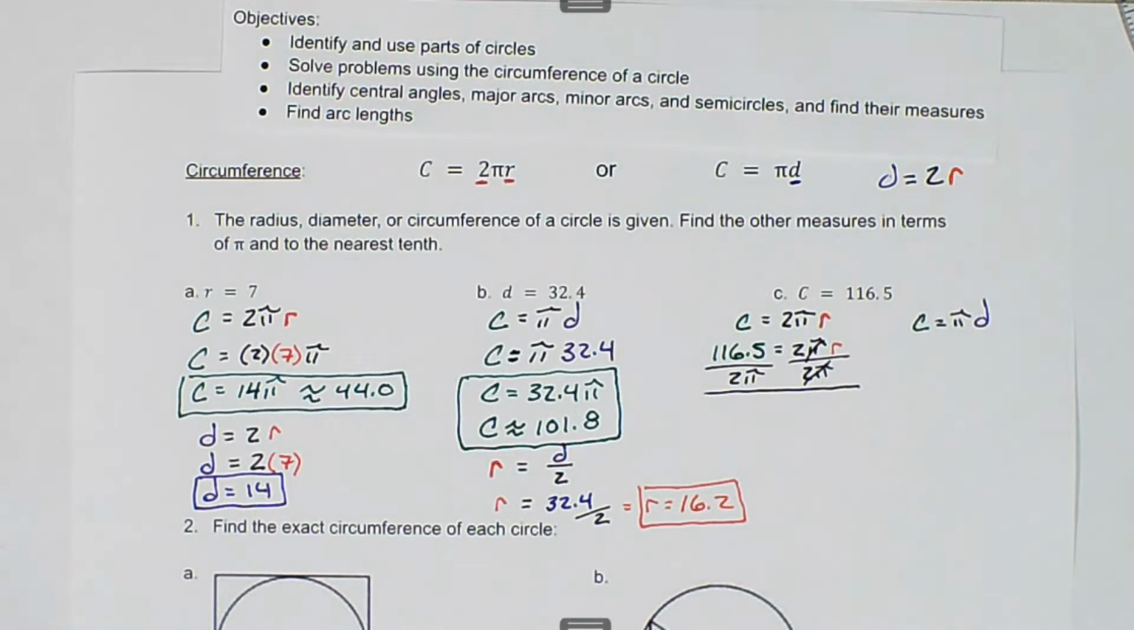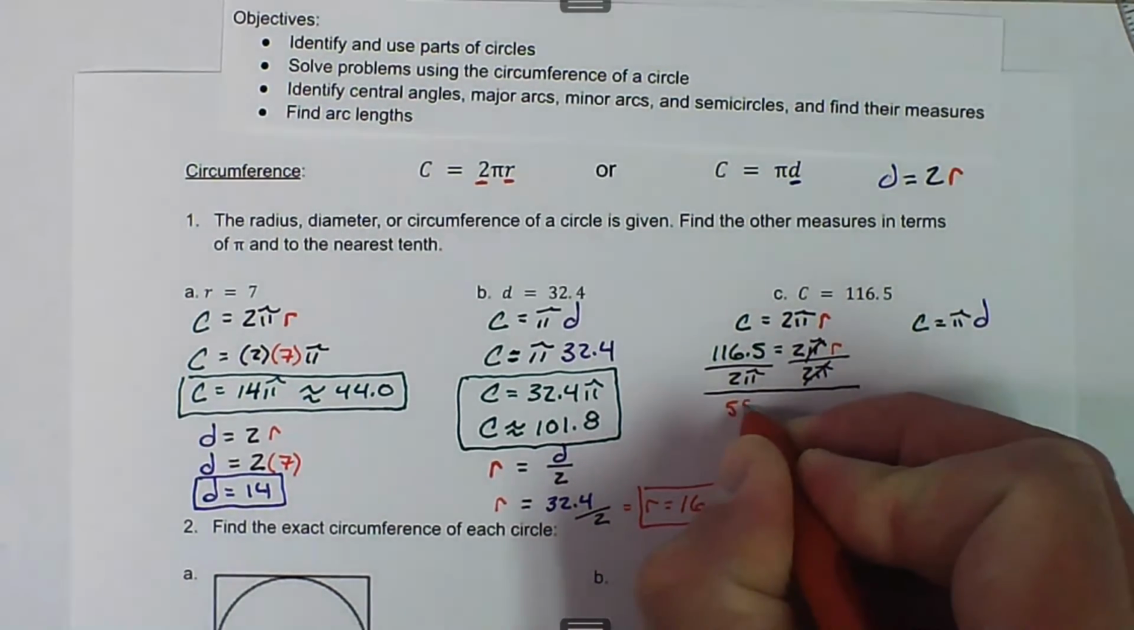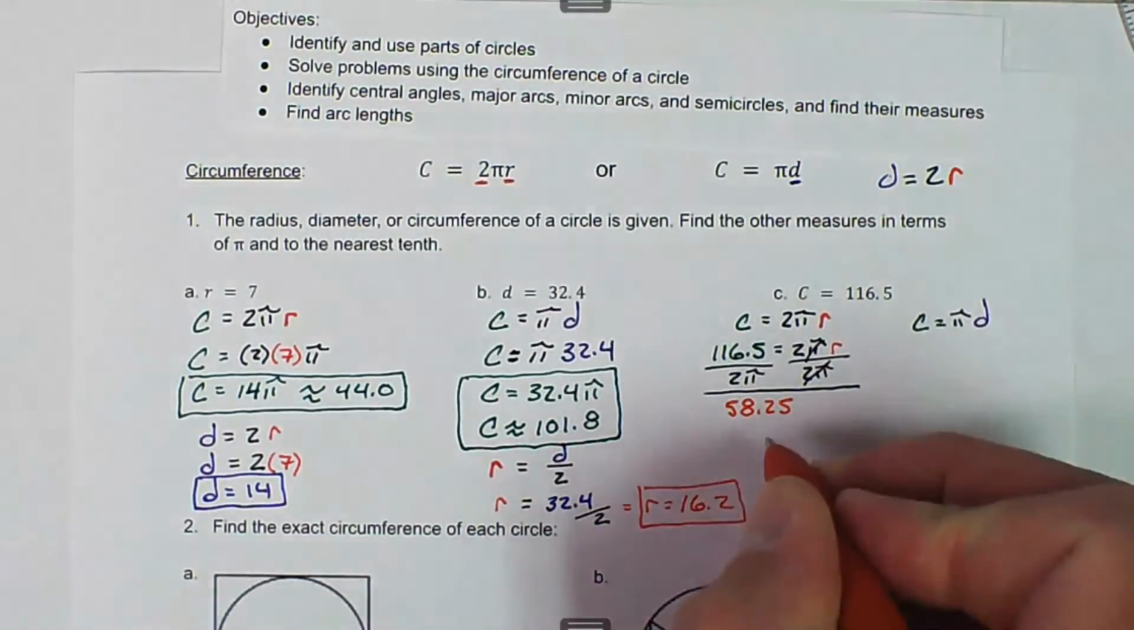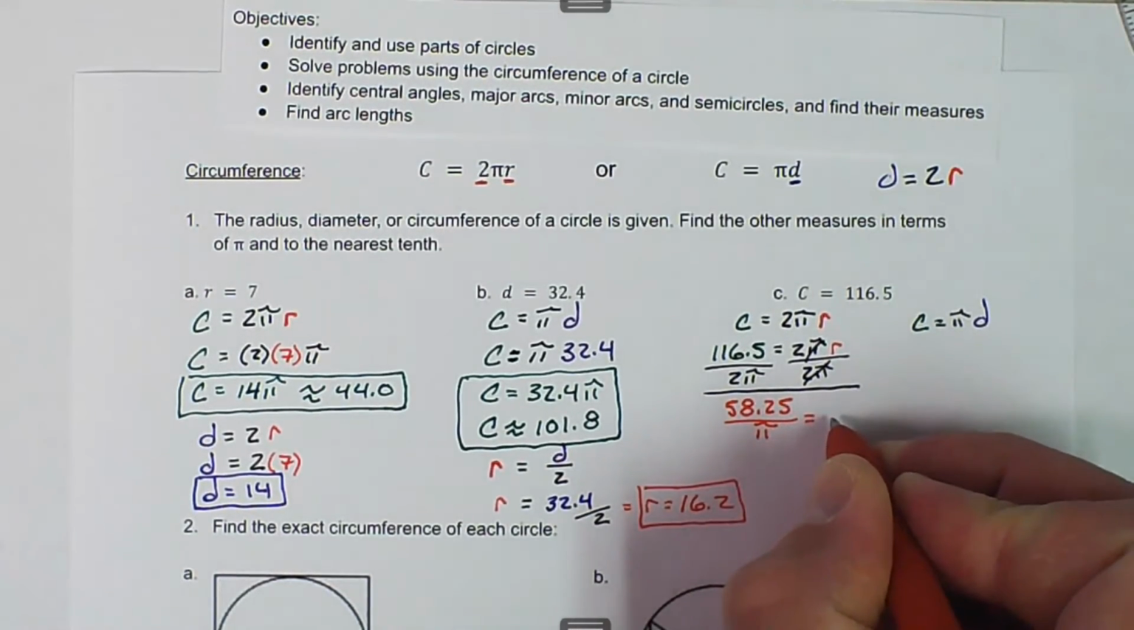So the exact value for our radius, first of all, we can divide 116.5 divided by 2, and we end up with 58.25. But then that is still divided by pi, and that is equal to the exact value for our radius.